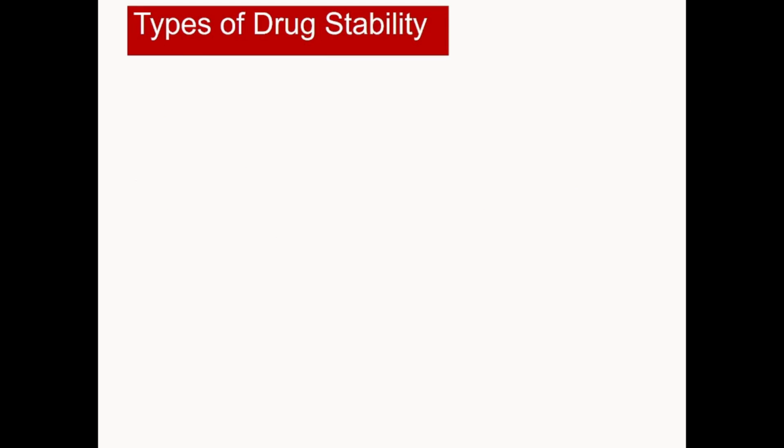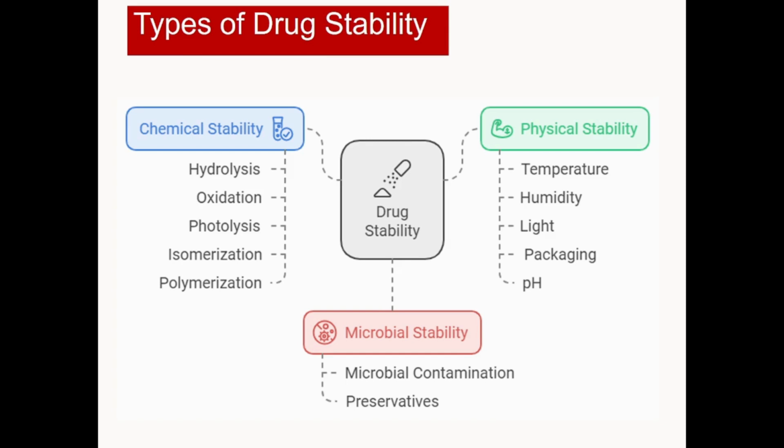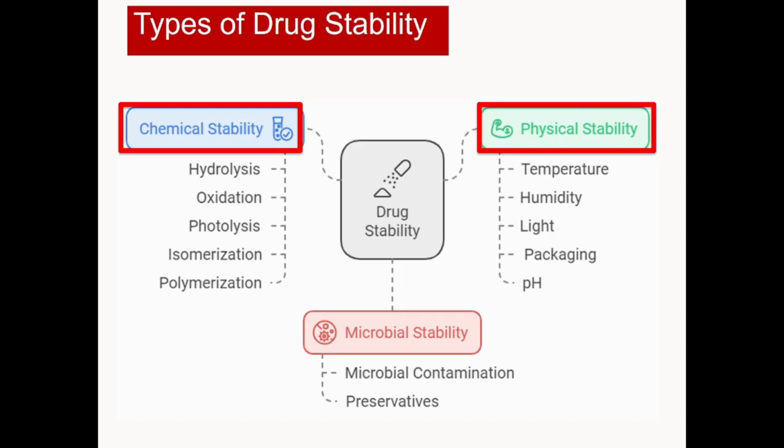Here are the types of stability. There are three types of stability definitions: physical stability, which includes factors such as temperature, humidity, light, packaging, and pH. Chemical stability means drugs that are degraded by chemical reactions such as hydrolysis, oxidation, photolysis, isomerization, and polymerization. Also, drugs can be unstable due to microbial contamination or lack of preservatives.